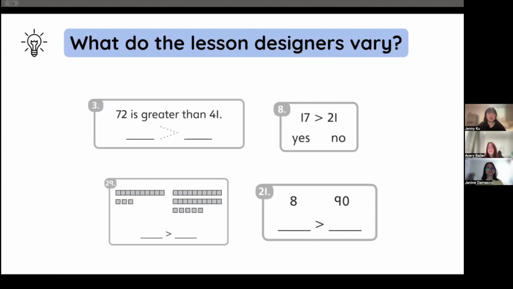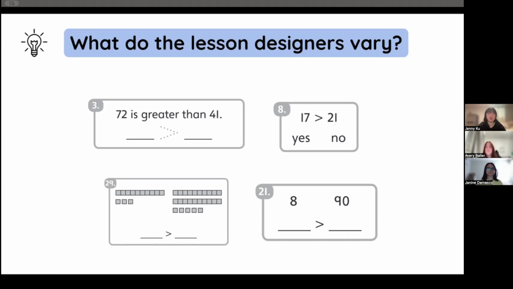Now let's talk about what the lesson designer varies. As we mentioned earlier, this lesson focuses on learning the greater than symbol, but there are still several elements that change to provide students with different learning experiences. First, the numbers used in the comparisons vary while the sign is fixed as greater than. The lesson includes both one-digit and two-digit numbers, allowing students to practice with the range of values.